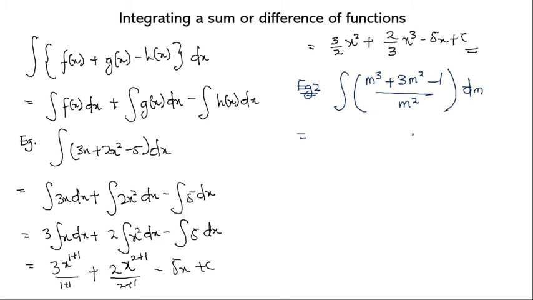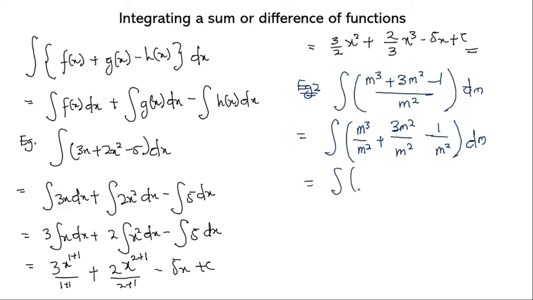Before we integrate, we need to simplify what we have in the bracket. So we have the integral of m cubed over m squared, plus 3m squared over m squared, then minus 1 over m squared dm. So this will cancel some of this, so we still have the integral of m, plus 3 because m squared cancels m squared, then minus 1 over m squared. If you bring m to the top, it becomes m raised to the power negative 2, dm.